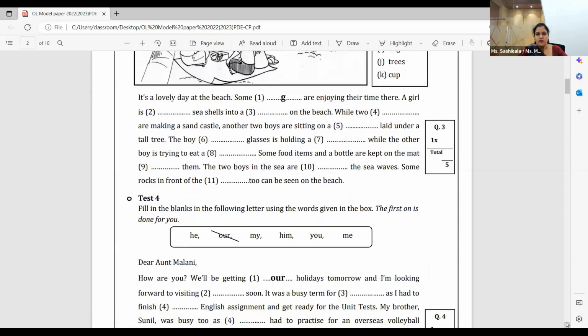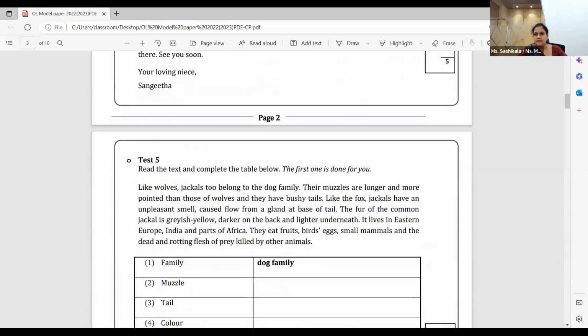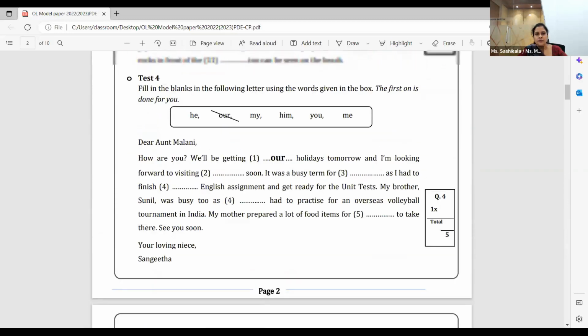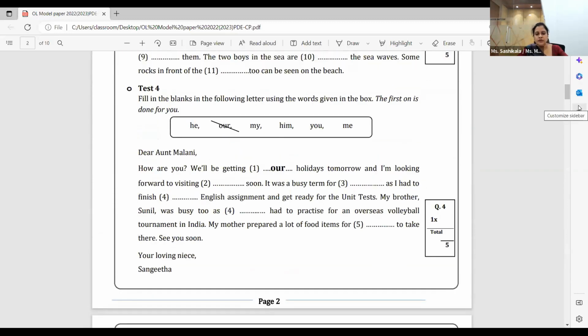Right, shall we move on to the fourth question now? It's also usually a very easy grammar question that comes for test 4. It can be prepositions, pronouns, articles, or conjunctions, but most probably prepositions and pronouns come.